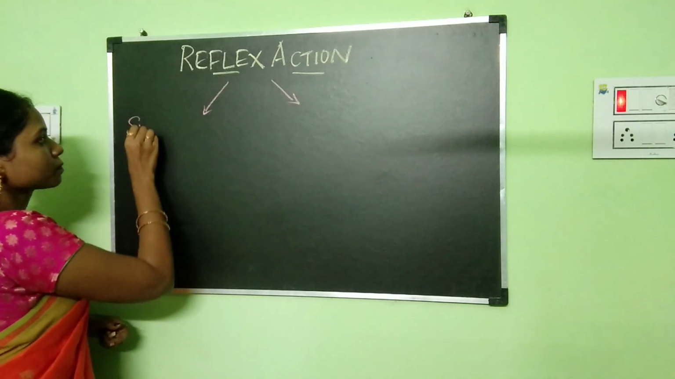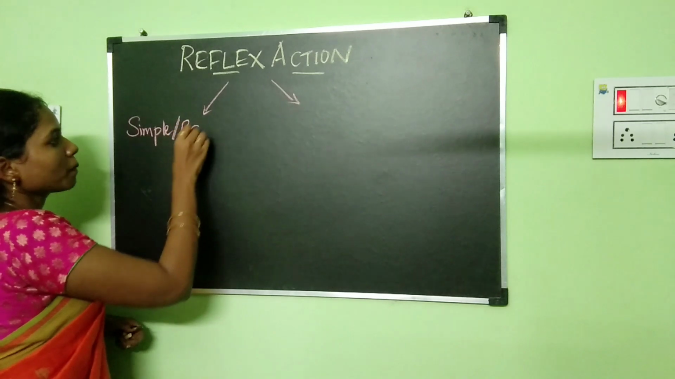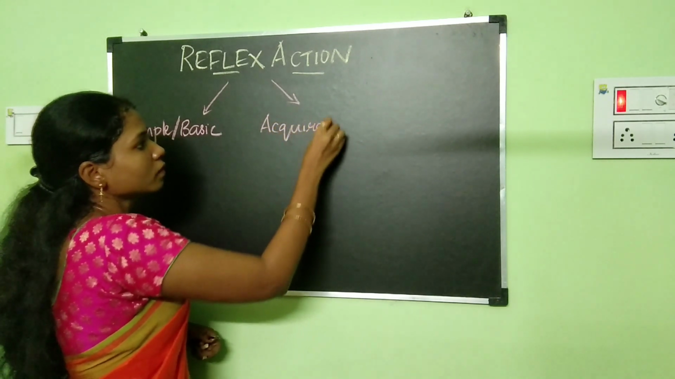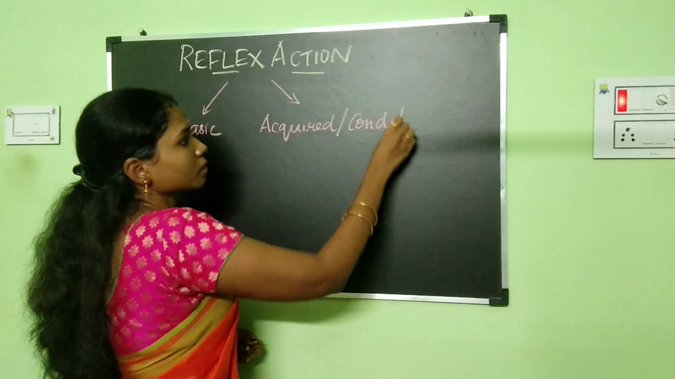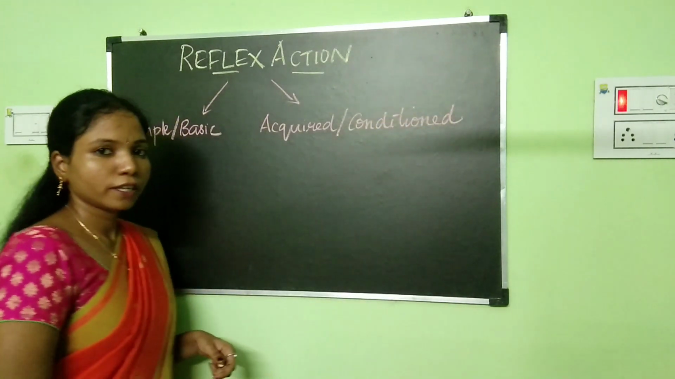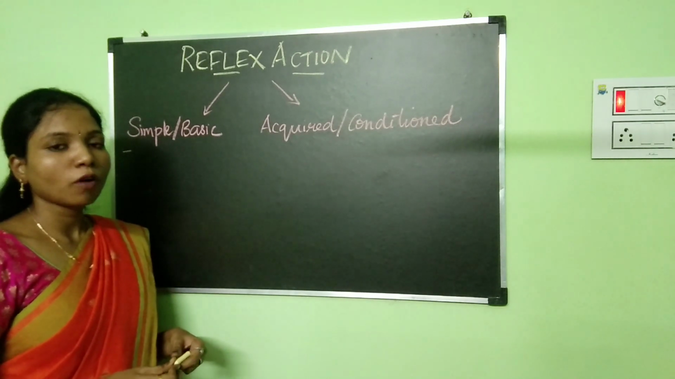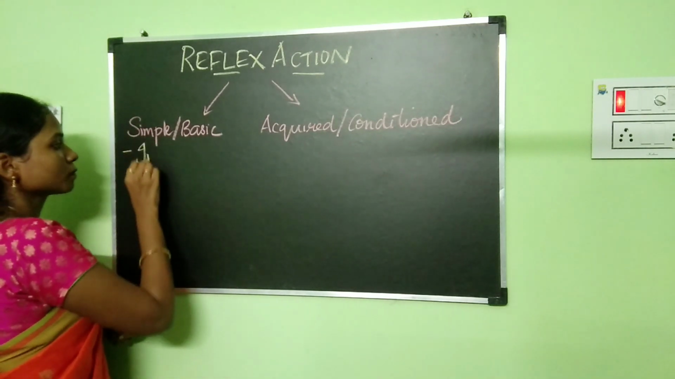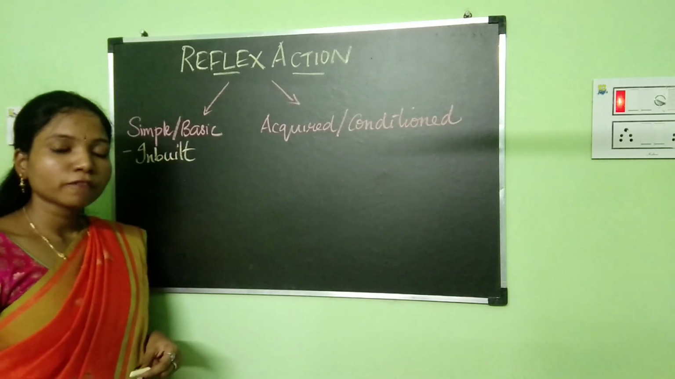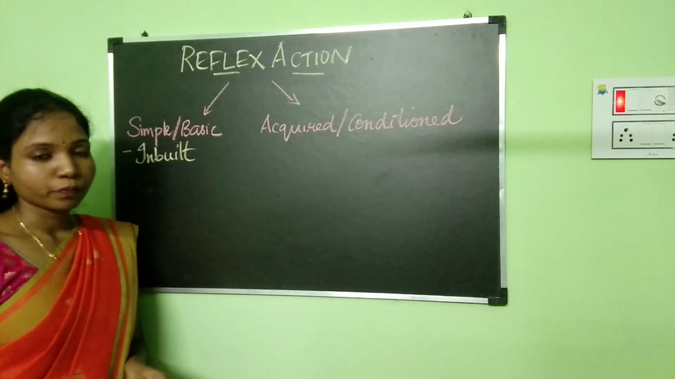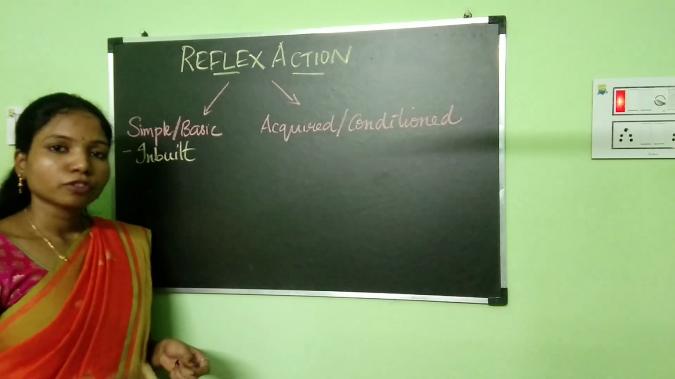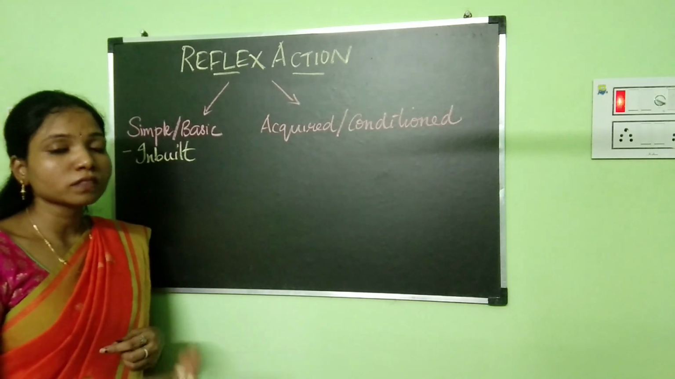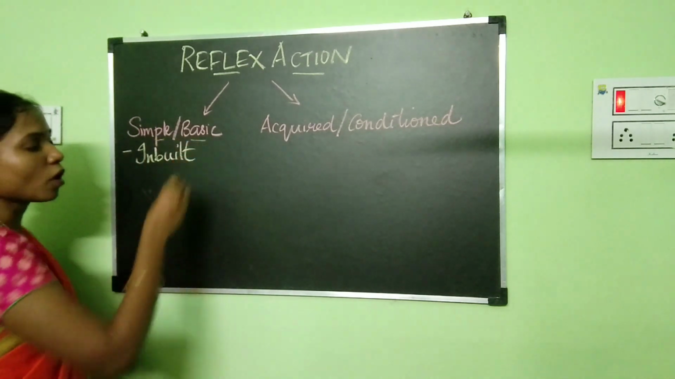So reflex action is of two types. One is simple or basic reflexes, and the other one is acquired or conditioned reflexes. Now first let's discuss what simple or basic reflexes are. In case of simple reflexes, this is something which is inbuilt. Nobody is going to teach you what you have to do. Okay. So for example, sneezing and yawning, all these are simple reflexes which are inbuilt in our body. No one teaches us how to do these things. So that is known as simple or basic reflexes.